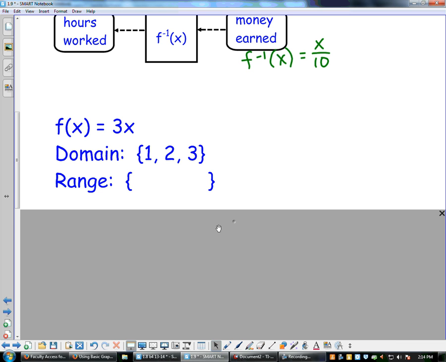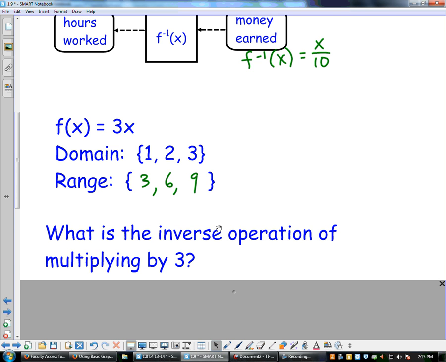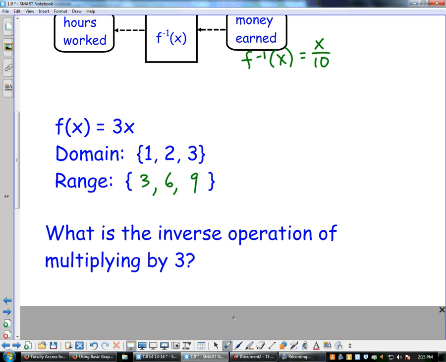Michael M. All right, so the range would be 3, 6, and 9, because if we plug in 1, we get 3, plug in 2, we get 6, and so on. So what is the inverse operation of multiplying by 3? What would be the inverse of f of x equaling 3x? Brian? All right, so we could say the inverse operation is dividing by 3. So we could even write the inverse function as x divided by 3. So in this case, f of x and g of x are inverses of each other.